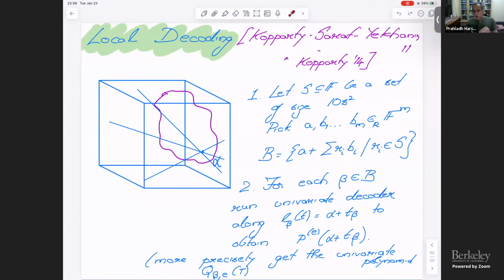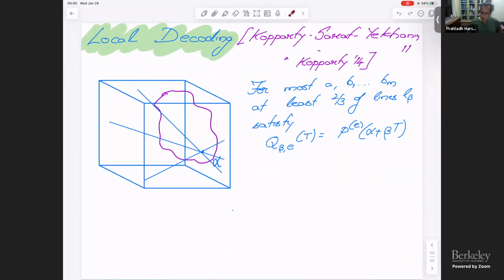And you'll get the restriction of the multivariate multiplicity received word on this line. Because these lines are chosen at random, it's most likely there are going to be very few errors, and for a good fraction of the lines you will actually be able to decode the corresponding univariate multiplicity code fully faithfully. You'll be able to do the list decoding, assuming you can do decoding of univariate multiplicity codes. So in particular, you will get this polynomial Q beta of t, which is a polynomial in just this direction.